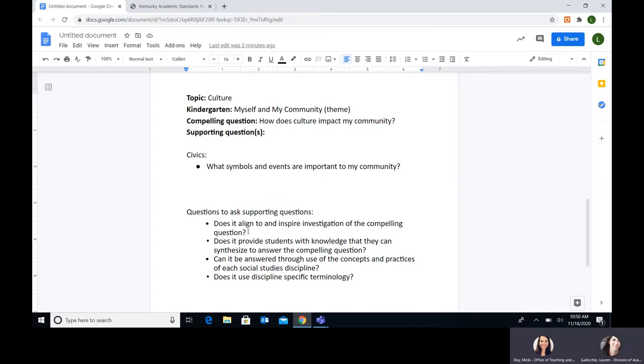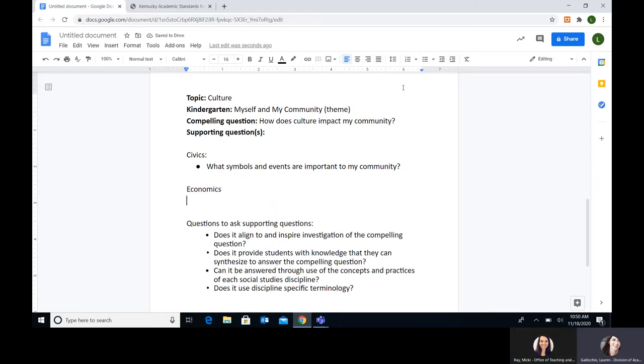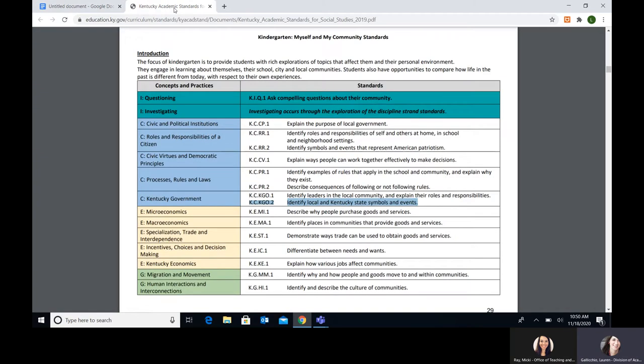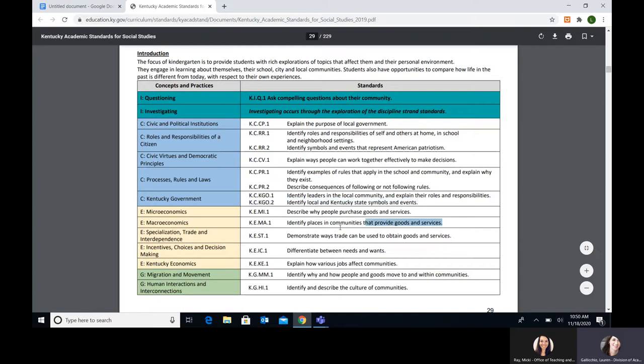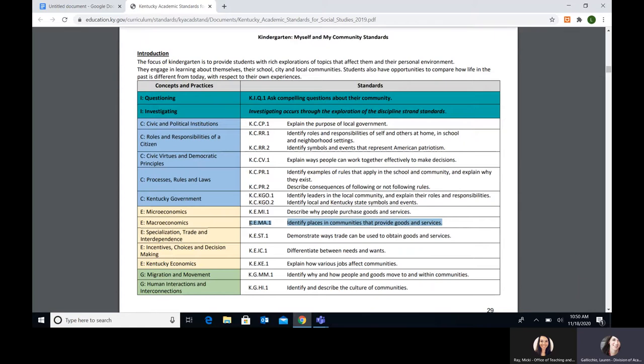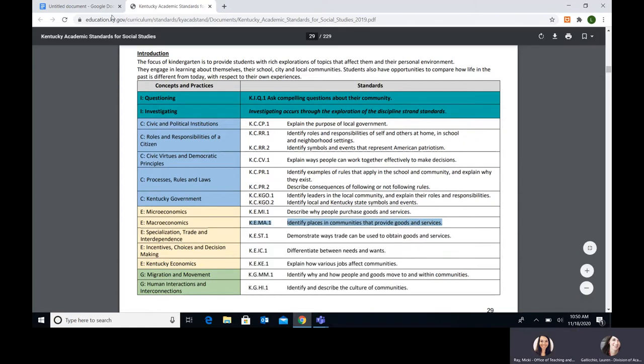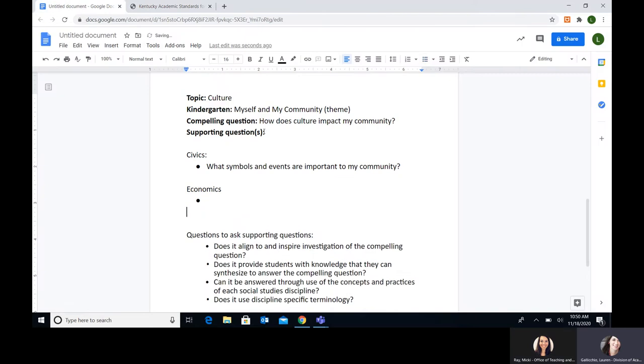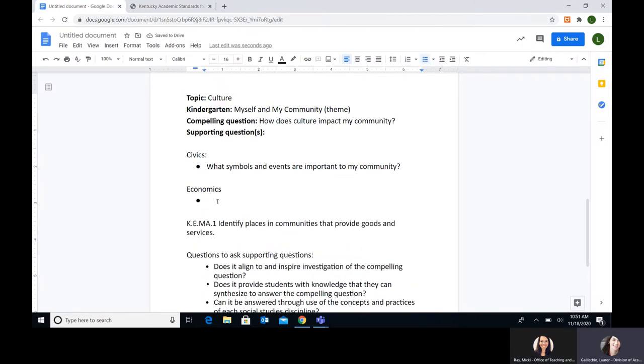Okay. So the next one we'll do is economics. Bullet that. So let's look at the document. Again, like what you said before with civics, there are a lot of examples that can work. I kind of like this idea of identify places and communities that provide goods and services, because I think sometimes you can really see your culture in that as well. For sure. Okay. So we'll pull this over again just to anchor our thinking and make sure it's standards aligned. I almost want it to be like this.